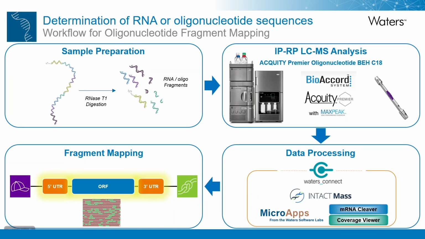Typically, we start with the nucleic acid digest using an endoribonuclease such as RNase T1. Then we submit our digested sample to ion pairing reversed phase LCMS analysis on the BioAccord LCMS system with max-peak high-performance surface. Our data is acquired using the Waters Connect informatics platform, and once collected, we can move on to our fragment mapping data processing workflow.